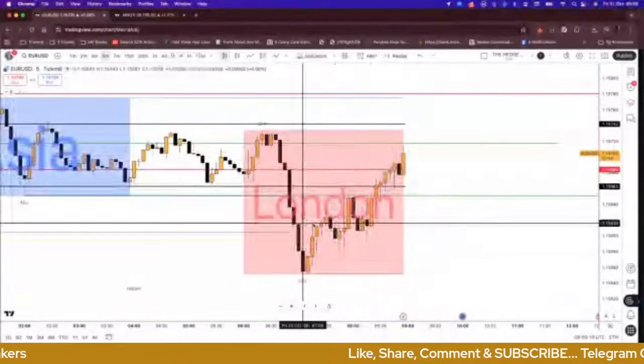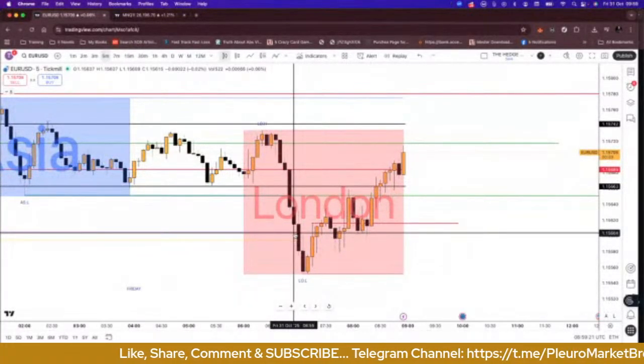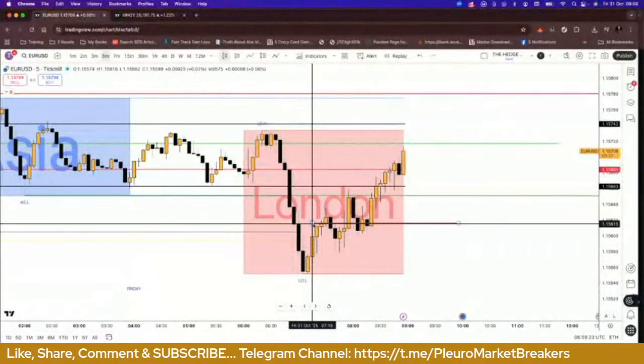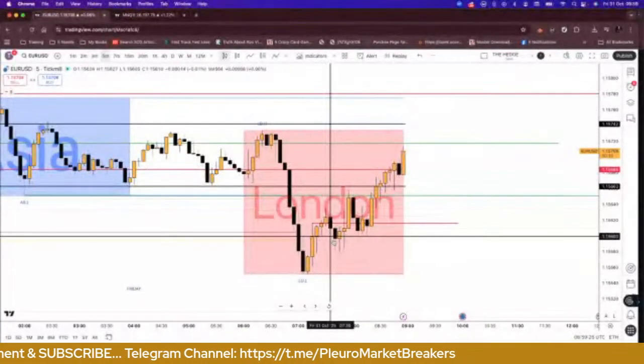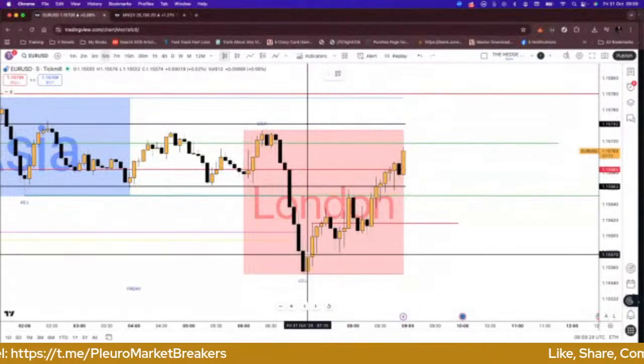So a nice little scalp here. Taking out New York PM's low, right, dip back into this fair value gap. This is for the scalp.